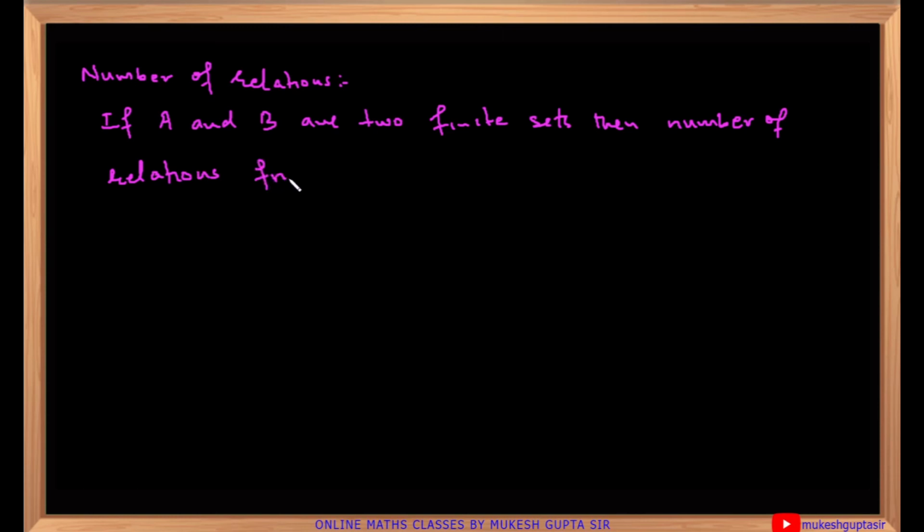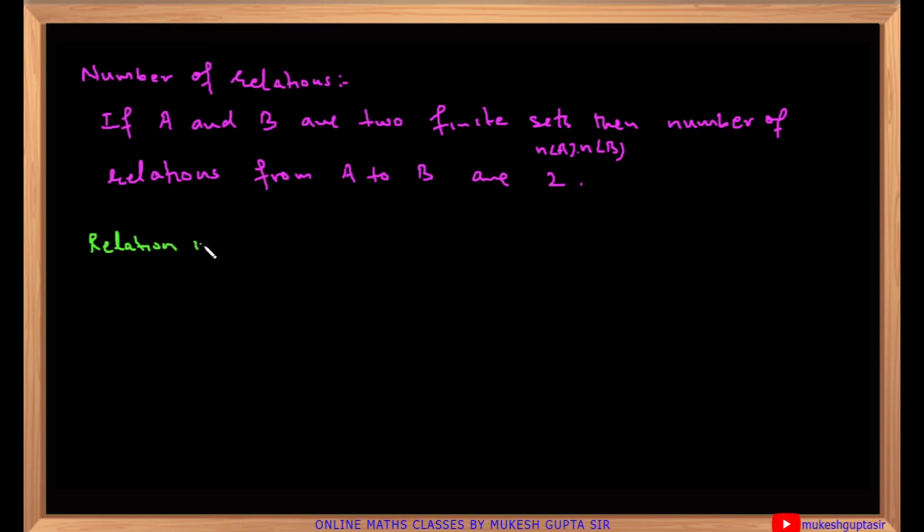So the number of relations from A to B will be 2 raised to power the number of elements in A into the number of elements in B. So each subset is a relation. So the number of subsets of A cross B will be 2 raised to power n(A) n(B). So these many relations will be there.